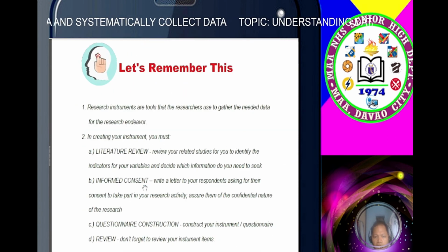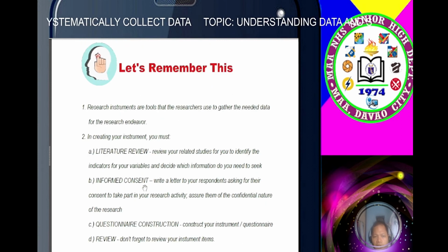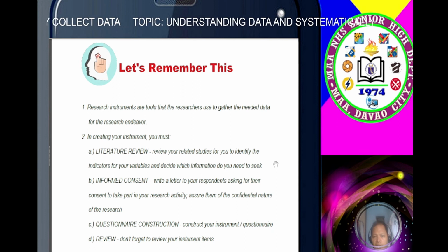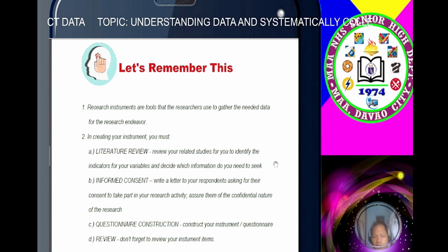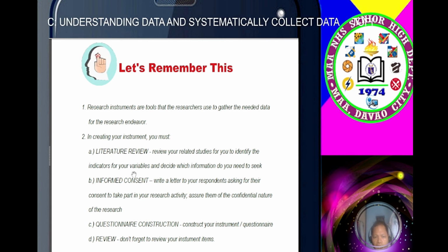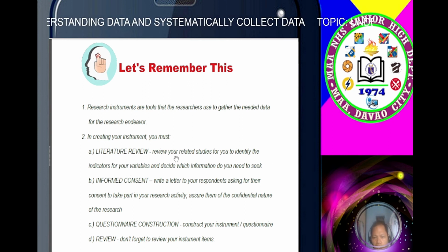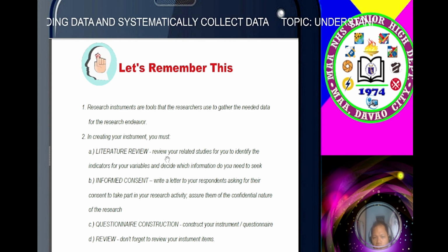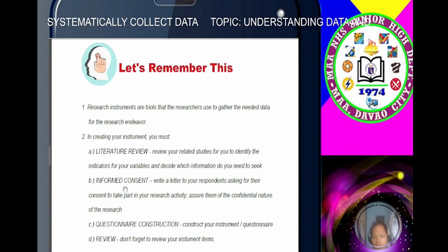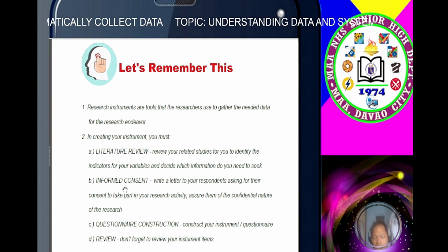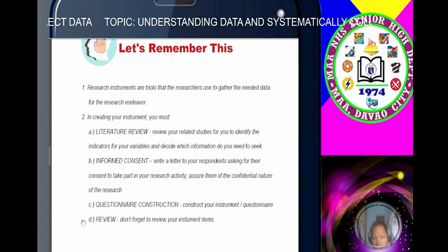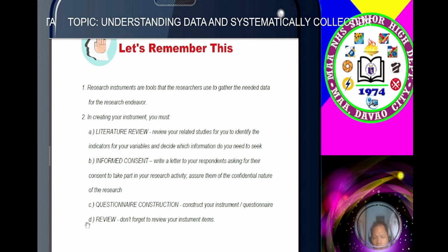Okay, so let's remember this. Research instruments are tools that the researcher uses to gather the data needed for the research endeavor. In creating your research instrument, first, conduct a literature review. Letter B, you must have your informed consent. Third, you must now construct your questionnaire. And letter D, you review.